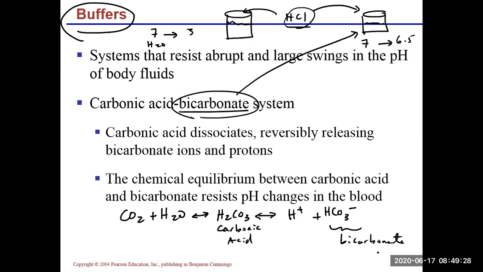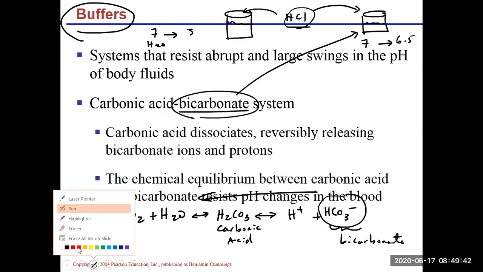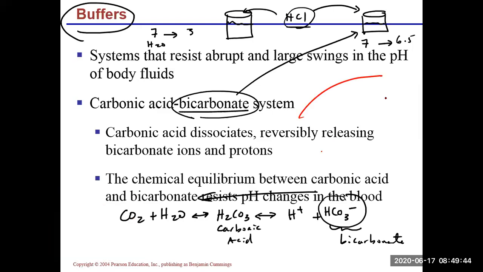You'll see the application a little bit later on. But because I'm using both arrows, what does that mean? That means I can go this way too. So a lot of times when you have this in your system, say for example, in your blood, here's the blood, all right? And here is the bicarbonate, all right?